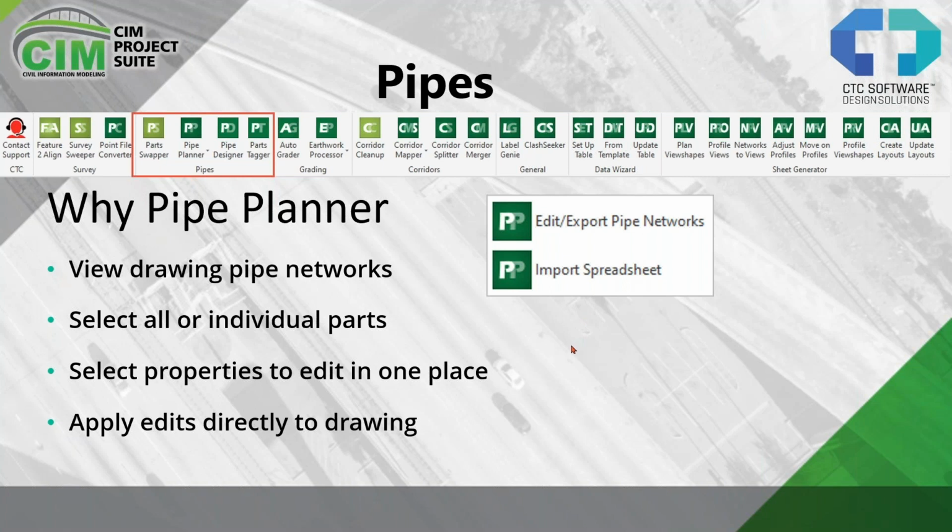We can view our drawing pipe networks right in the drawing, edit them right in the drawing. We can pick out the parts we want to do. We can do all or none. Of course, we want to do some. We can pick which properties we want to edit. It's all in one place, more organized. And when we make our edits, they'll be applied directly to the drawing.